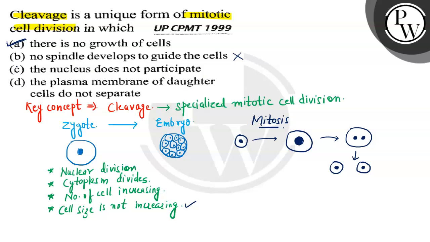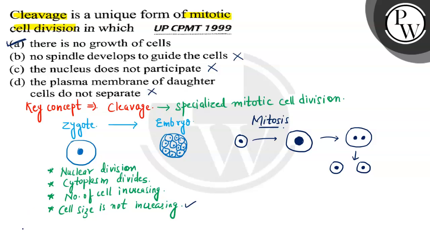If we talk about option C, it is saying that the nucleus does not participate, but here we can say that the nucleus is participating. So this option is also wrong. If we look at the last option, it is saying that the plasma membrane of the daughter cells does not separate. But here we can see that cytoplasm division is happening, and that is the reason each daughter cell develops its own plasma membrane. Again, it is the incorrect option.